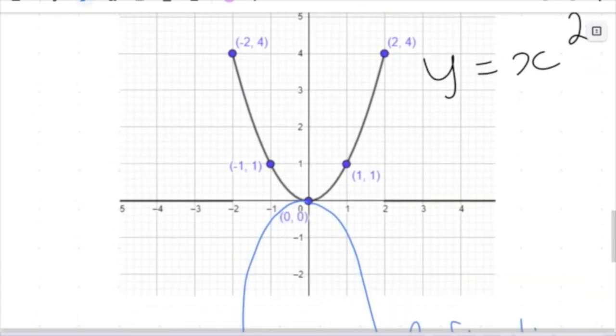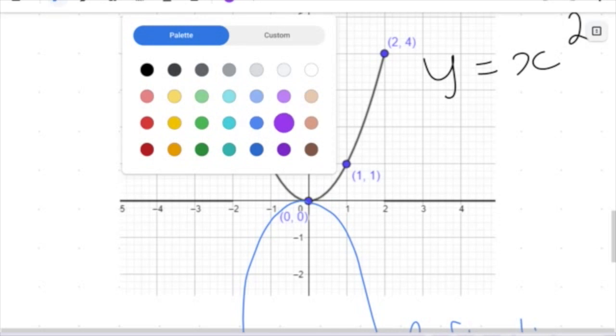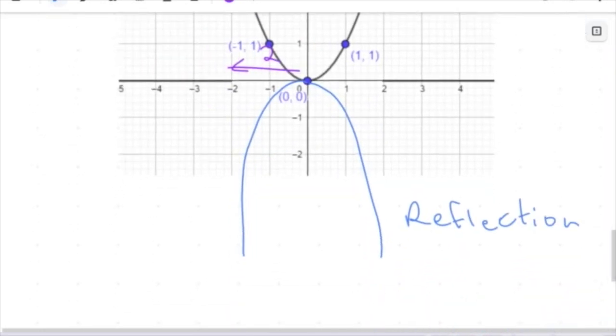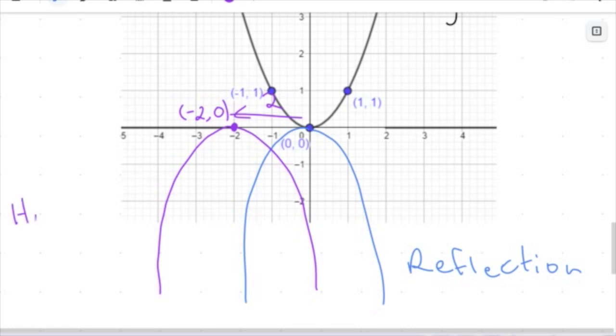So each of these points are going to shift 2 units to the left. So I'm going to draw my new turning point here. What are its coordinates? Well, it's going to be -2 as my x coordinate and 0 as my y coordinate. And I'm going to draw this parabola down here. And this here is my horizontal translation.